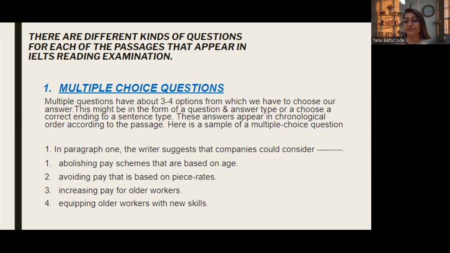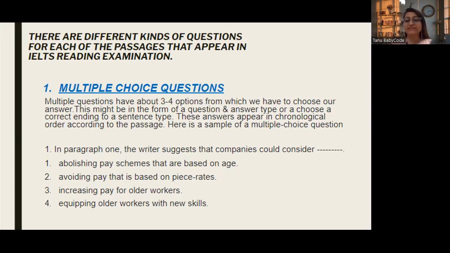Now, what is a multiple choice question? Multiple choice questions have 3 to 4 options. You have 3 to 4 choices from which you have to select one correct answer. This can be in the form of a question or an answer type, or choosing a correct ending to a sentence. So you have to choose one correct answer from the list of 3 options or from the list of 4 options. These answers usually appear in chronological order according to the passage.